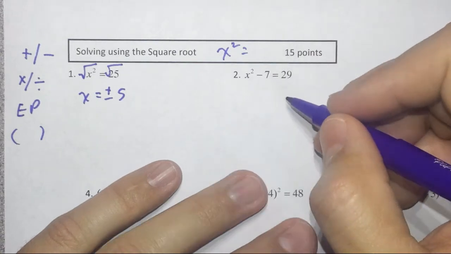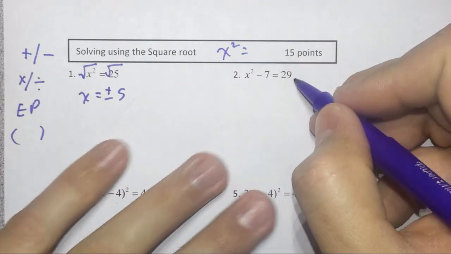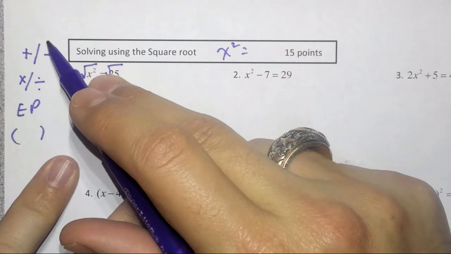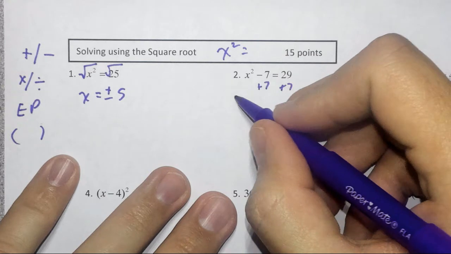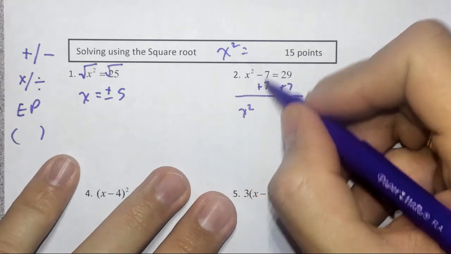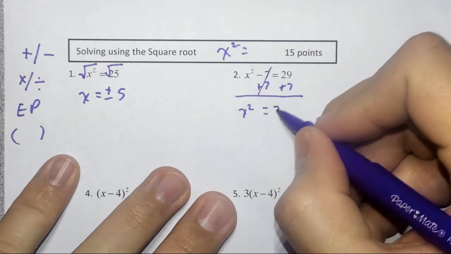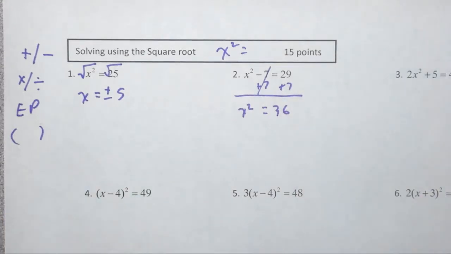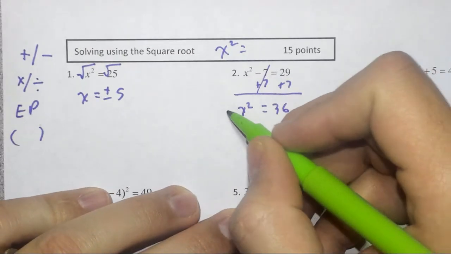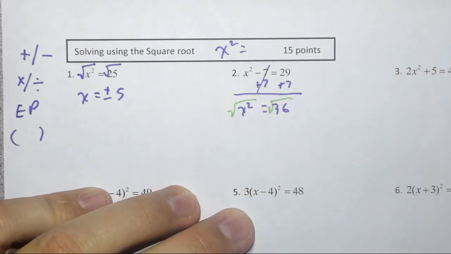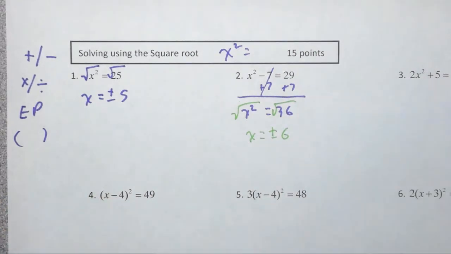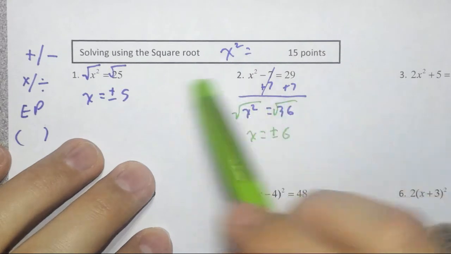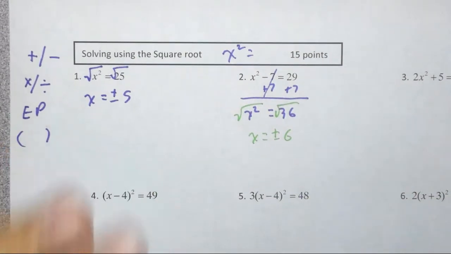Number 2, we have x squared minus 7 equals 29. Well, we have adding and subtracting, so we need to use these. So we're going to add 7 to both sides. So we get x squared, those disappear, that's 36. So x squared equals 36. We have our x squared by itself. Once we have our x squared by itself, we can go ahead and take the square root. So we get x is equal to plus or minus 6. Square root of 36 is 6. Please, again, if you add the square root sign, don't forget to put the plus or minus sign.